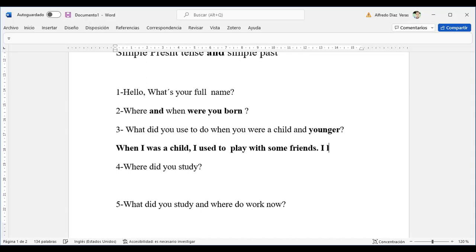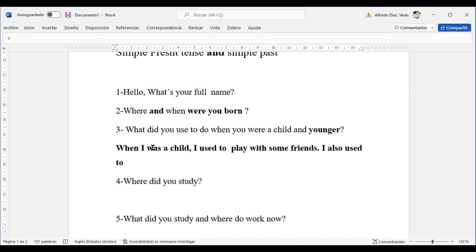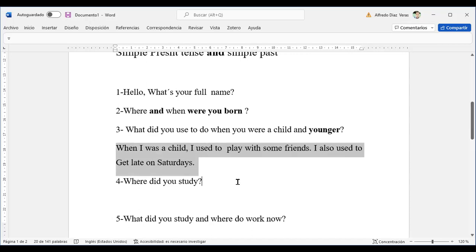I also used to get up late on Saturday. Look at here. So this is like a routine that you had in the past, but you don't do it nowadays, all right? This is like a routine. For example, when I was a child, I used to play with some friends. I also used to get up late on Saturday. Yeah, used to is something that you regularly did in the past, but not anymore.